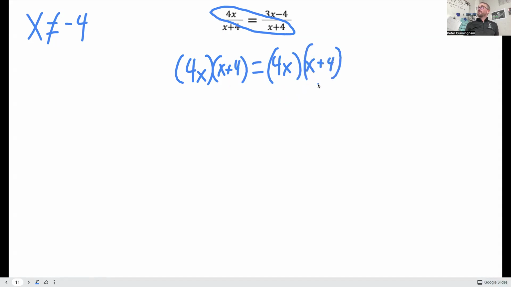All right. What I've noticed, the reason I'm not multiplying these is because I've noticed both denominators are the same. So I can, instead of multiplying both sides by x plus 4, I can get rid of both x plus 4s by dividing.